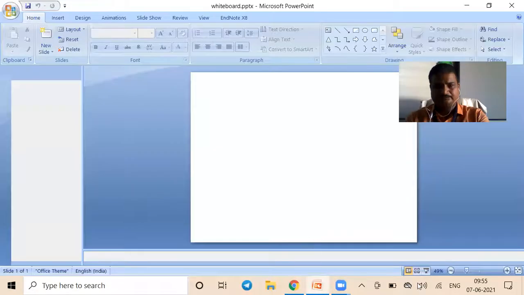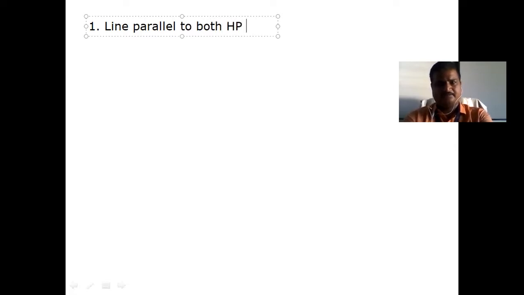In your notebook, first of all, give the heading. Here we can write number 1, line parallel to both HP and VP. This is the first type, and I'll tell you how we will have to draw it.